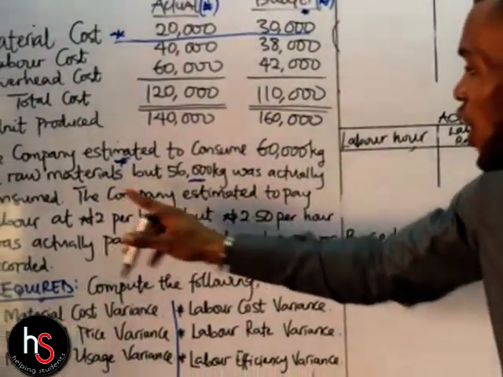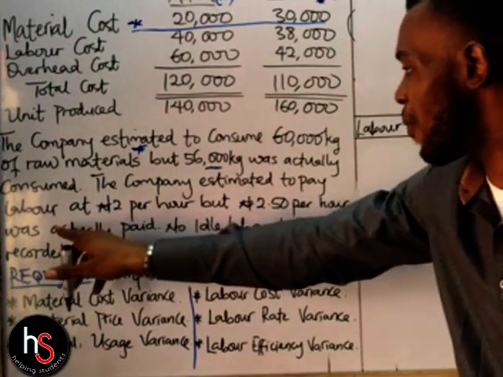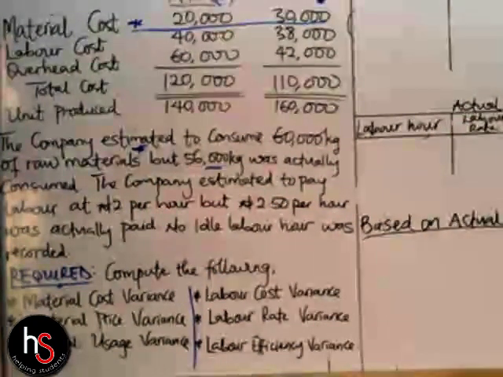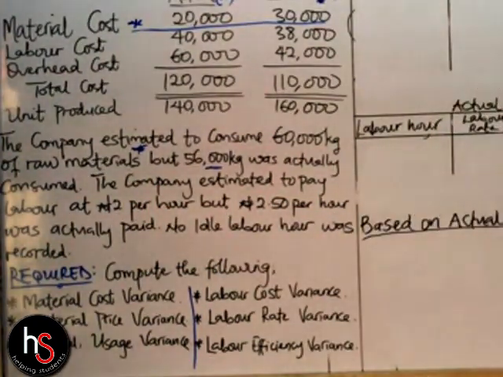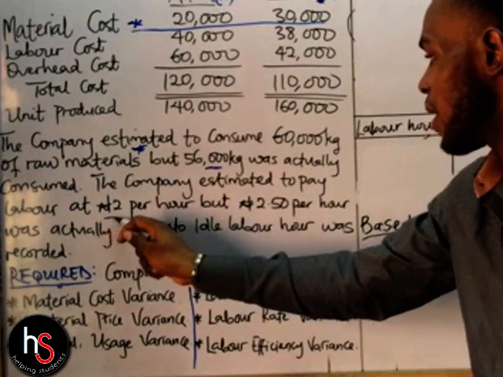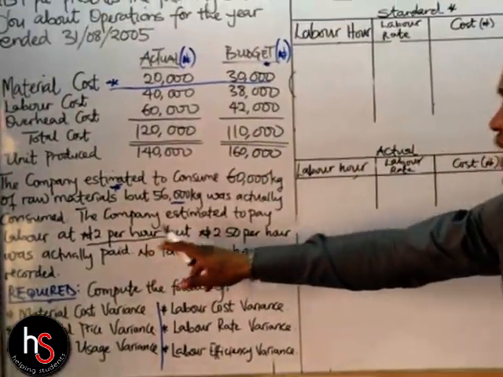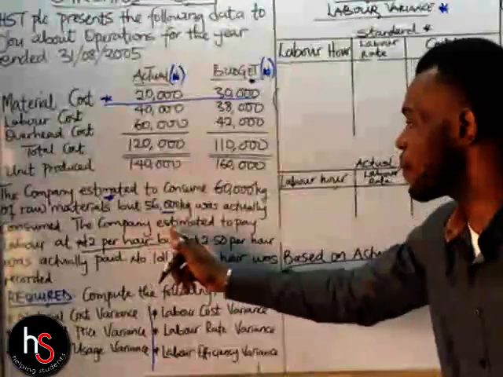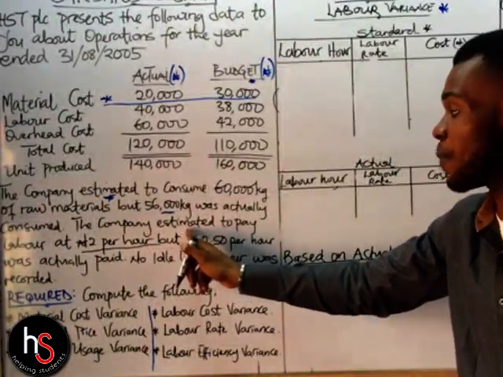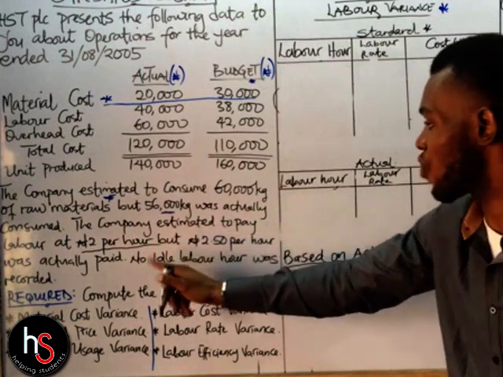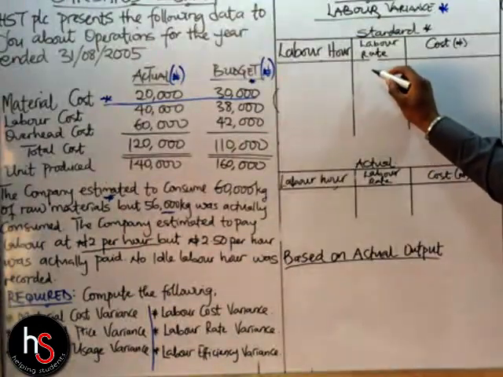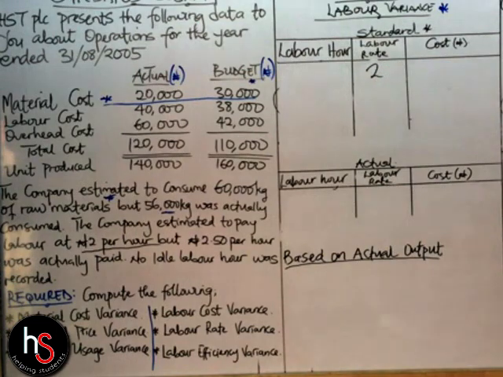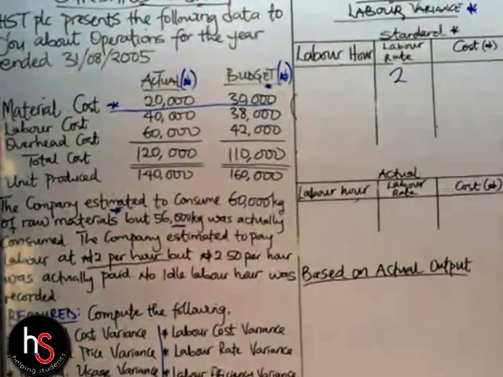So the company estimates to pay labor at 2 naira per hour. Now, each time you see this word per hour under the labor, you take that particular value to the labor rate. Okay? So since it says the company estimated, it means it's going to be what? The standard labor rate. So the standard labor rate will be what? We'll have 2 naira per hour.